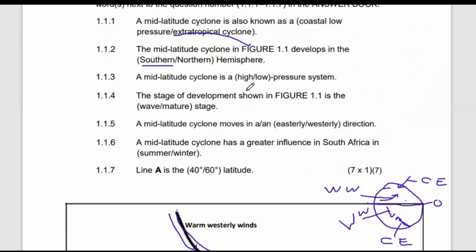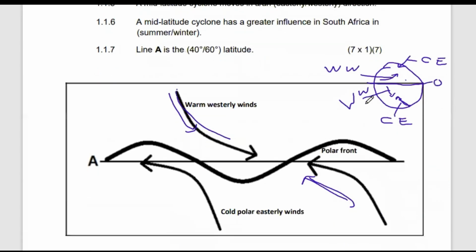Question 1.1.3 says a mid-latitude cyclone is a high or a low pressure system. What does that mean? We all know that it is being called a cyclone, and all cyclones are low pressure systems. So the mere fact that you understand that we have a cyclone means that this mid-latitude cyclone is going to be a low pressure system. I hope we are clear on that. Question 1.1.4. The stage of development shown in figure 1.1 is the wave slash mature stage. Let us check once again.